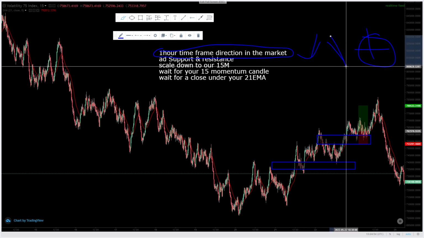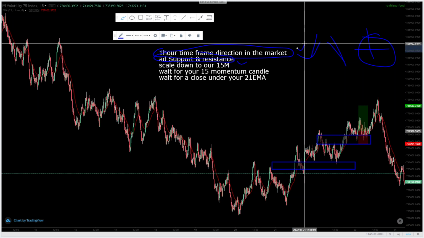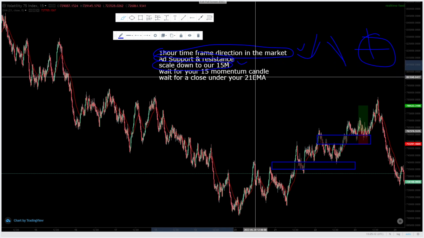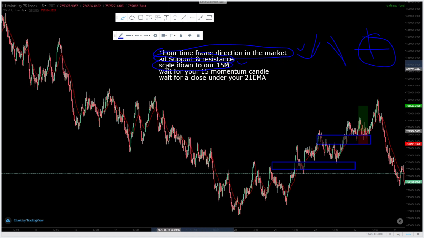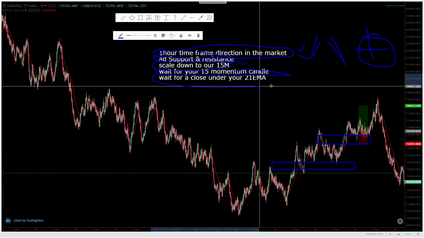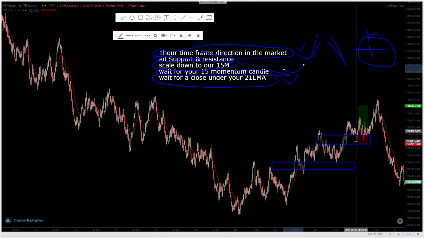The second thing that you have to do on your 1 hour time frame is to add your support and resistance. Once we have a breakout of structure, remember price will retrace back, and that is what we're going to do. So once the price retraces back, we're going to scale down to our 15-minute time frame and wait for our 15-minute momentum candle. The momentum candle must close also under my 21 EMA. If you have this locked in, guys, place your trade and place your stop under the previous high or under the previous low. That is how simple this 15-minute strategy is, guys.